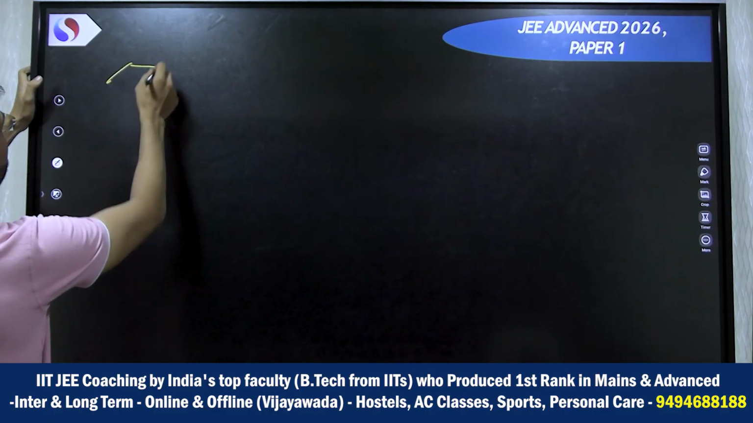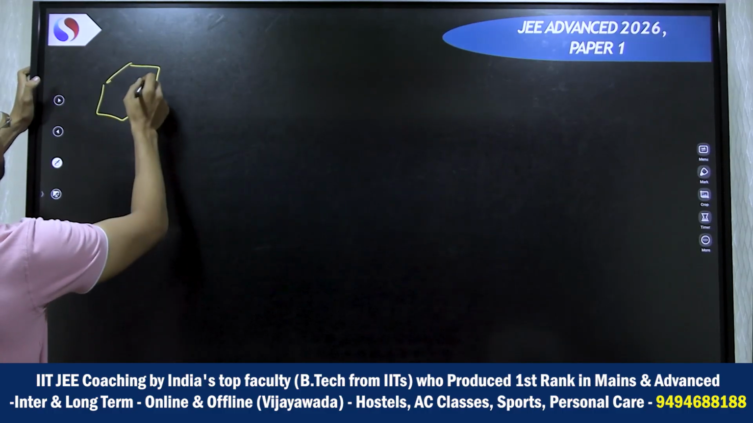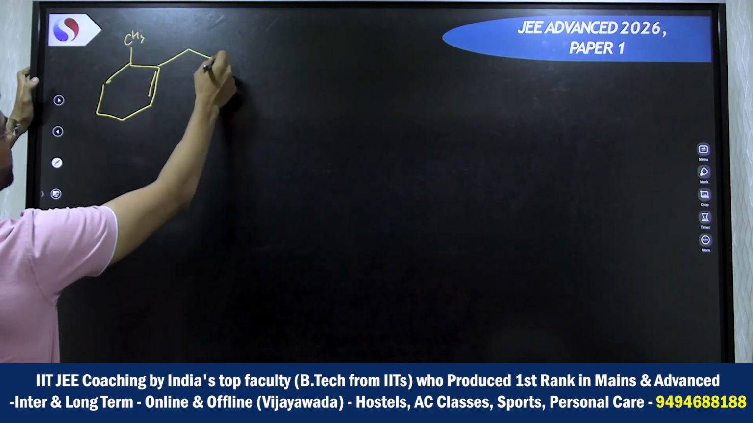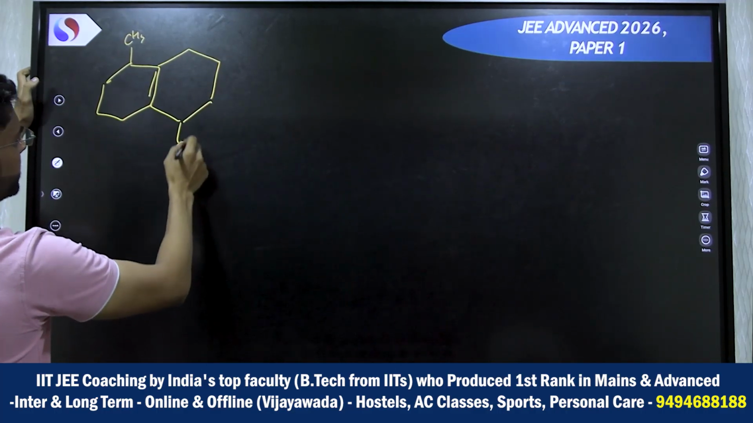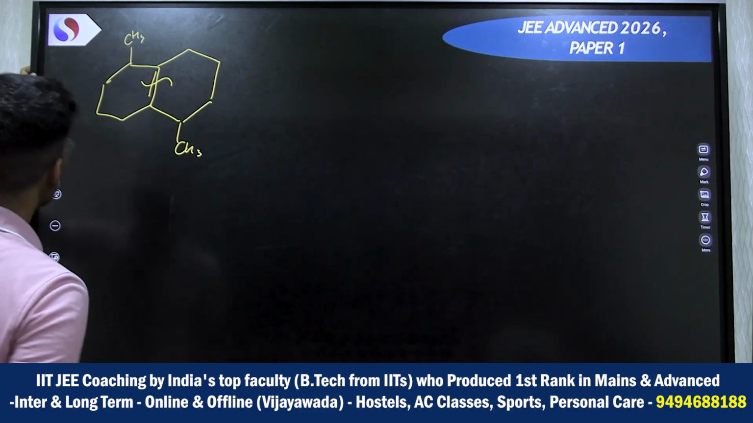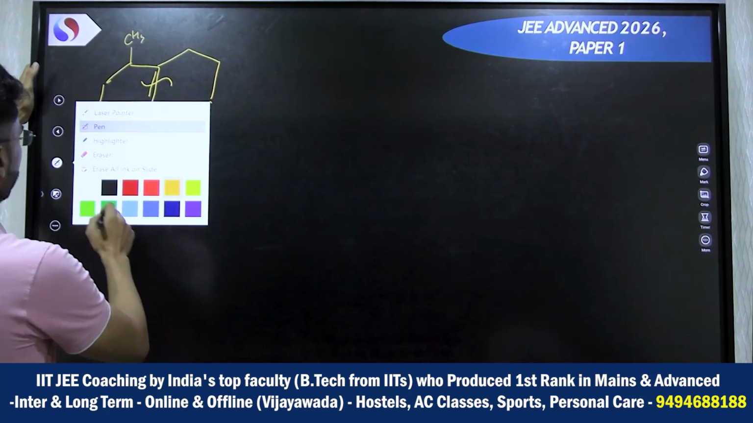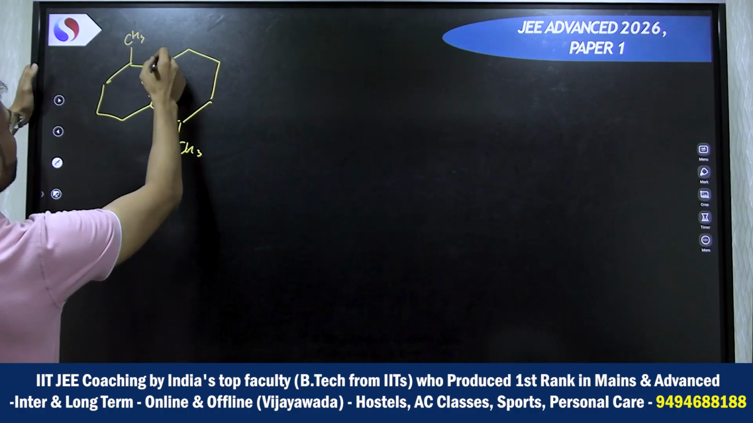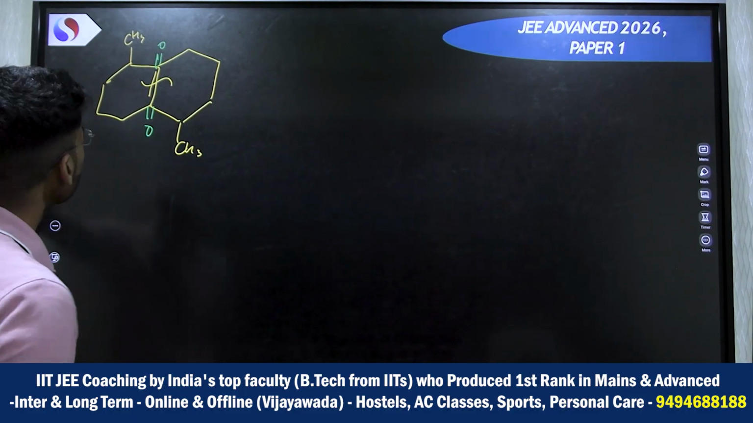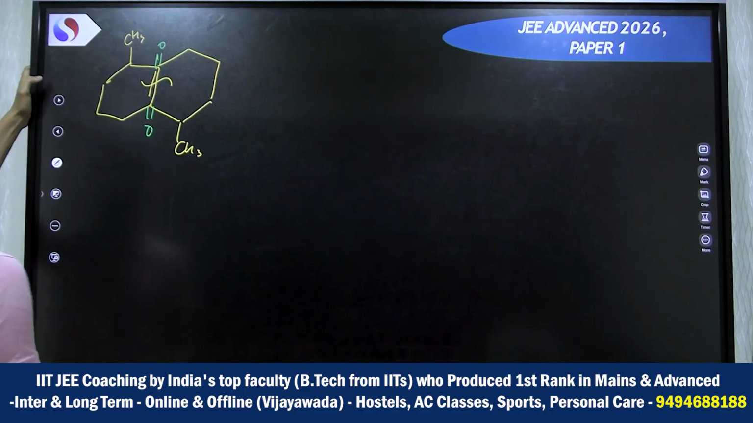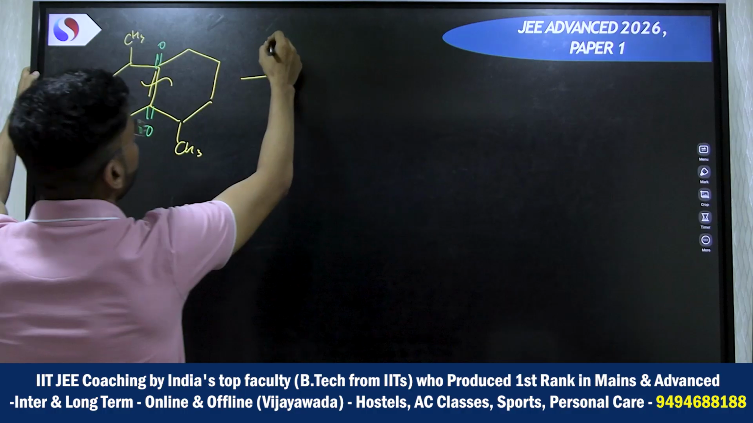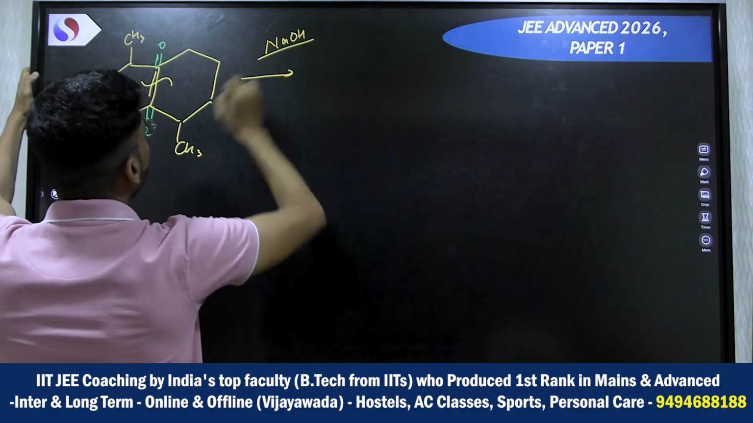So this is the first, this is CH3, this is another CH3. So first, if it is an ozonolysis, I know that it will break from here. So it will break from here, and form double bond O, double bond O. Okay. Now further you are adding base, NaOH, aqueous NaOH.